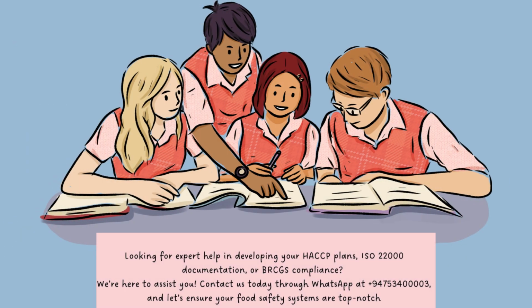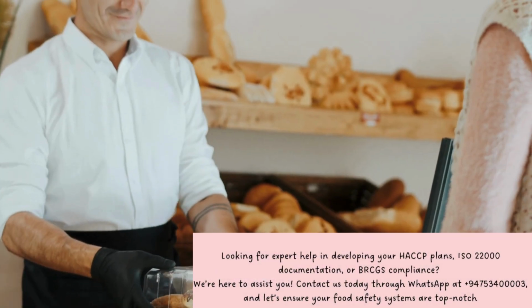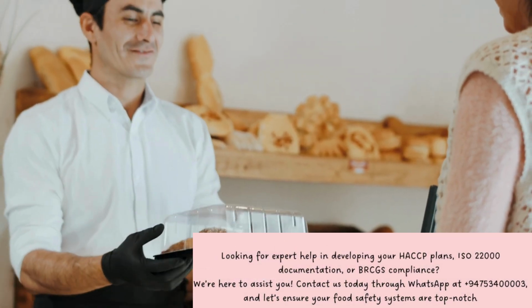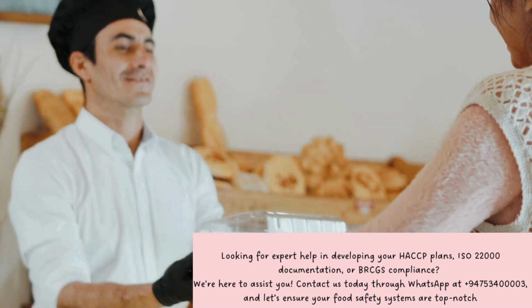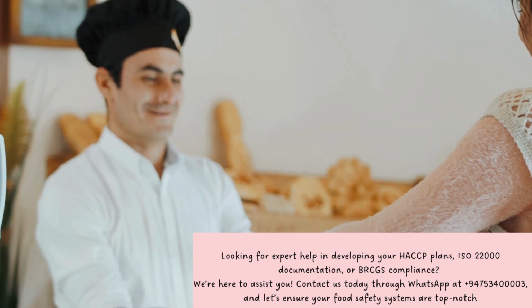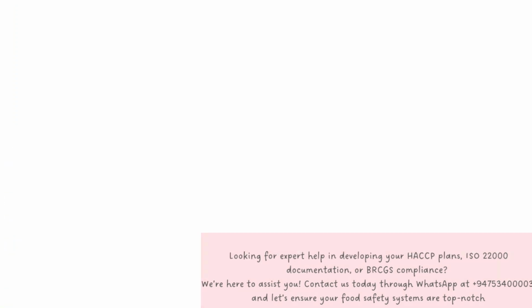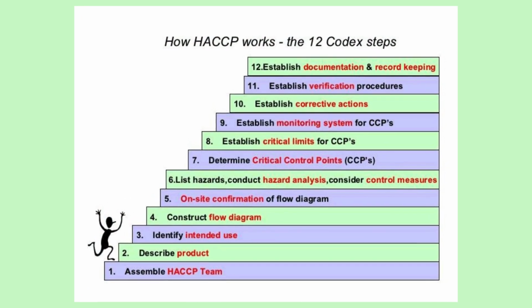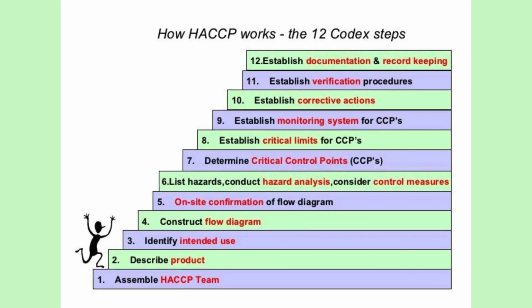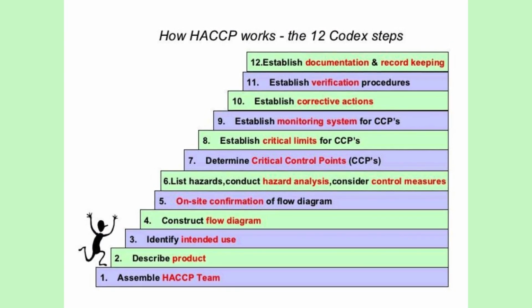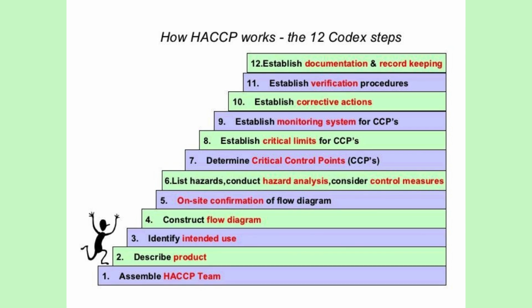Case study conclusion. Thanks to their HACCP plan, the bakery can confidently produce safe, high-quality bread for their customers. By following the same principles and steps, any food business can create a HACCP plan to ensure the safety of their products. And there you have it, the essential steps to developing a HACCP plan, based on the CODEX Alimentarius guidelines, with a real-life example from our bakery case study. By following these steps, you can ensure that your food production process is safe, reliable, and compliant with international standards.